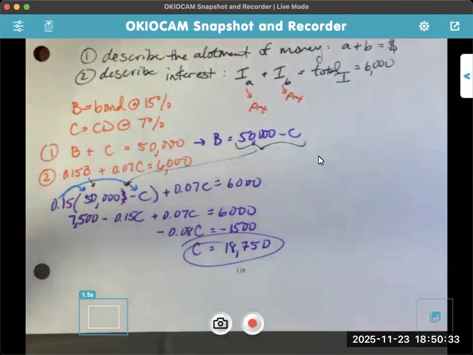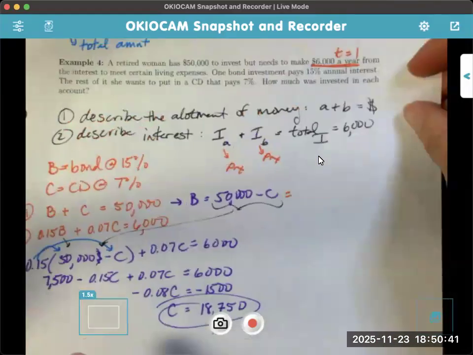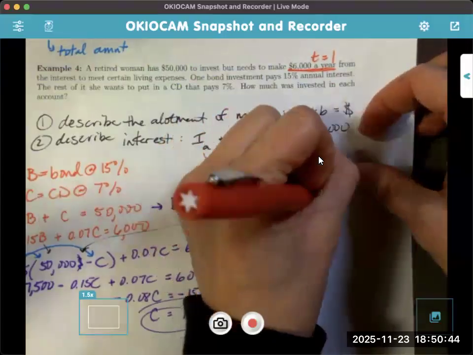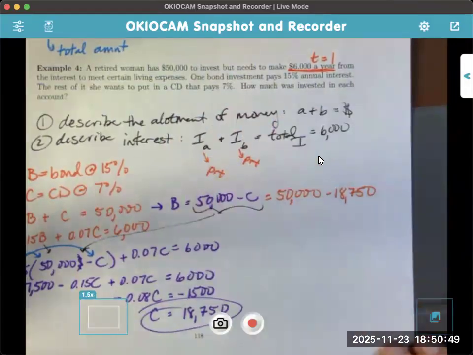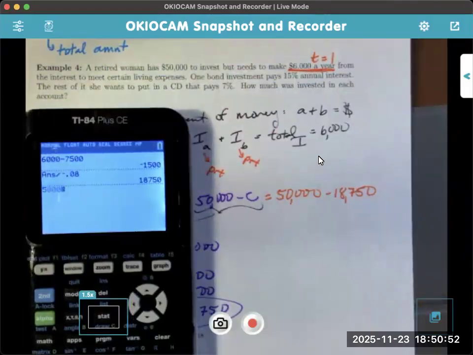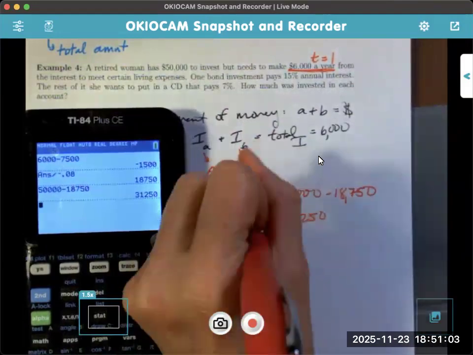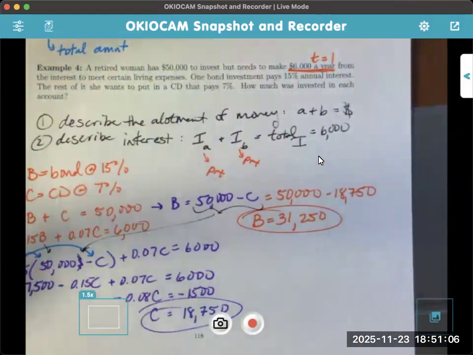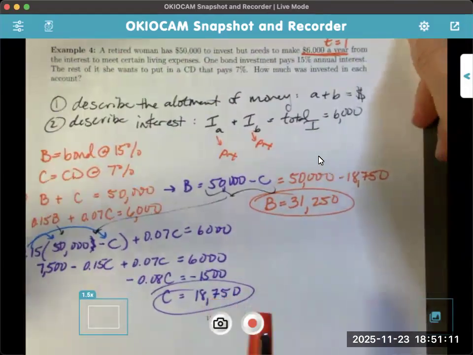No, now we have to go back and see what did we put in for B. Well, here's B. B is 50,000 minus C. So this is 50,000 minus the 18,750. 50,000 minus the 18,750 is 31,250. So B is equal to 31,250. Perfect.